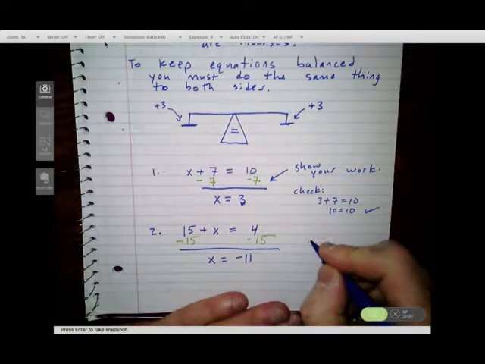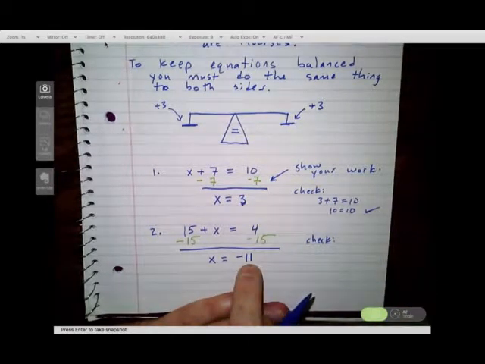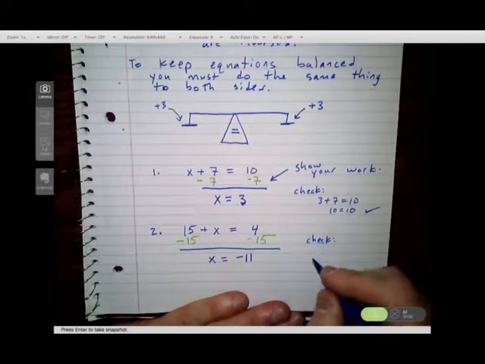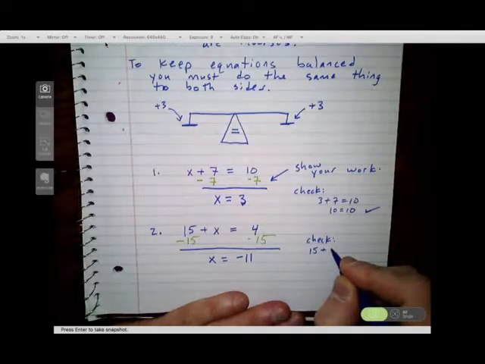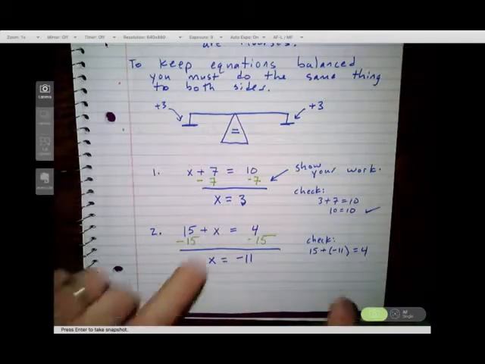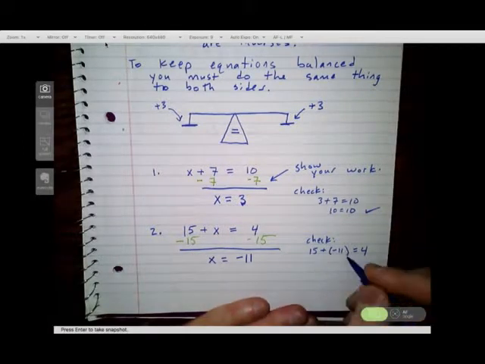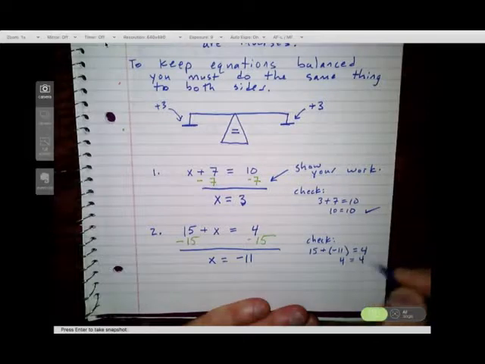Okay, here's the check. We take our answer and we plug it into the variable in the original equation. So 15 plus, I'm going to use parentheses here because it's a negative, negative 11 equals 4. Again, replace the x with your answer in the check right over here. So 15 plus negative 11, well that's 4, so 4 equals 4. It checks out.